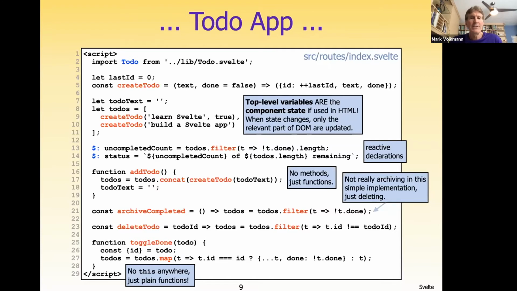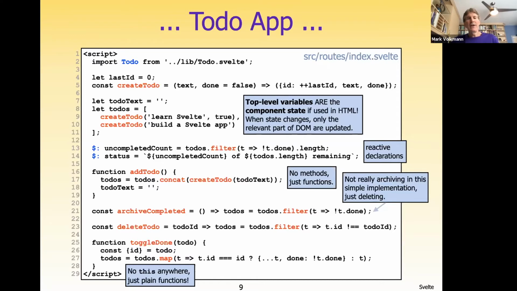If I don't pass that, it will default to false. And then I just bump up last ID by 1 and use that as the ID of this to-do, and then use the text and the done value. The state of this component is really the text that you can type into the input for creating a new to-do. And it's an array of to-dos.